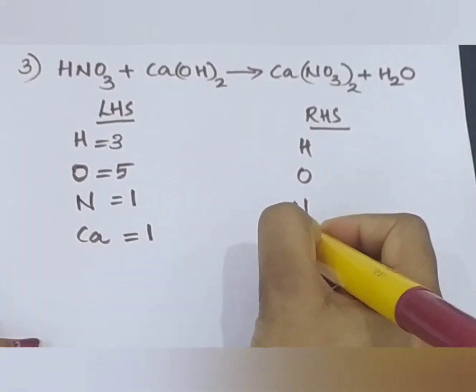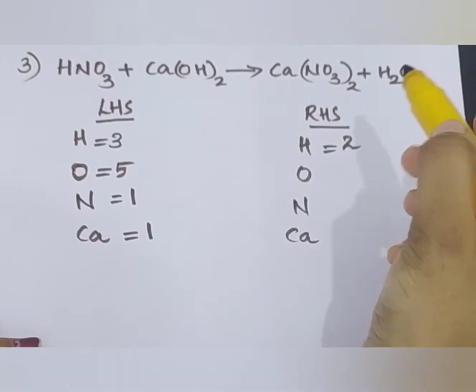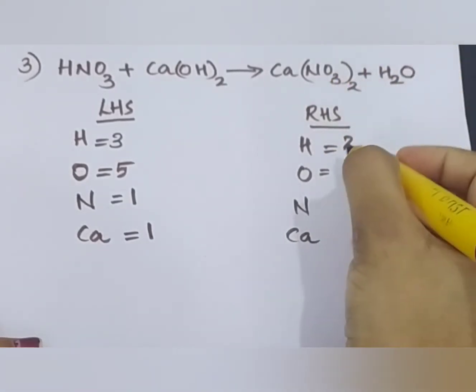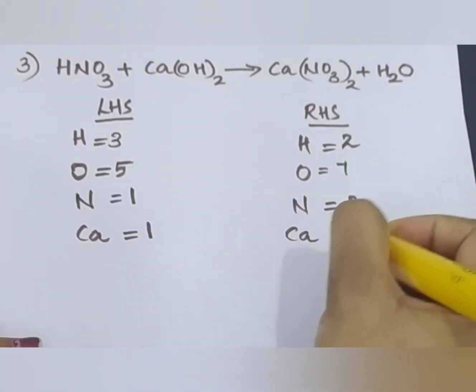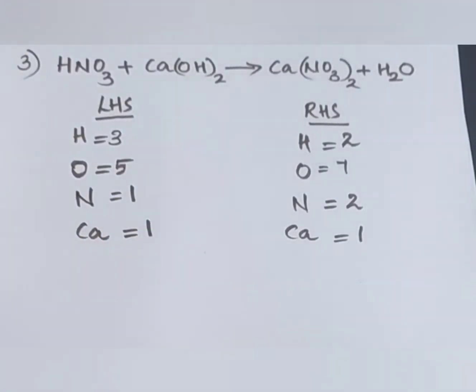First you have to write the elements present. So hydrogen it's 2, oxygen is 3 2s are 6. Okay, 6 plus 1 becomes 7. Nitrogen is 2 and calcium is 1. Now it needs to be balanced.